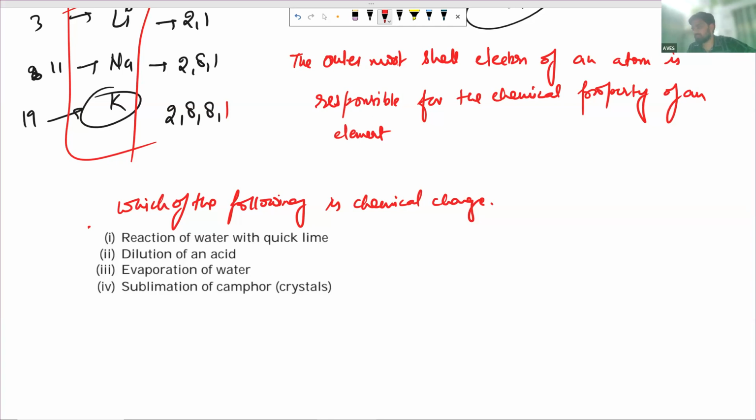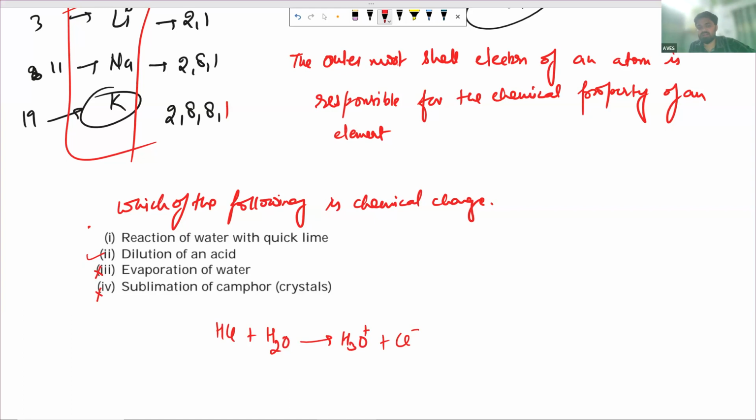Dilution of acids is a chemical change, because acid does not show any property when you are not adding it to water. HCl when added to water will form H3O positive and Cl minus, that you will learn. This is a physical change, evaporation of water, and this is also a physical change.